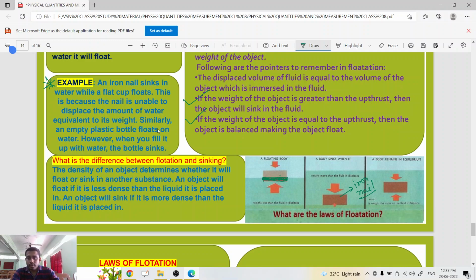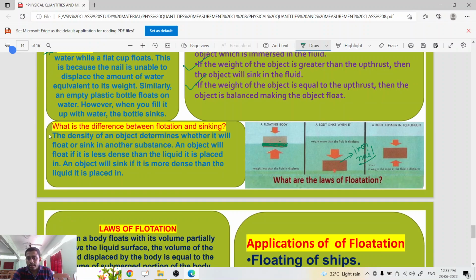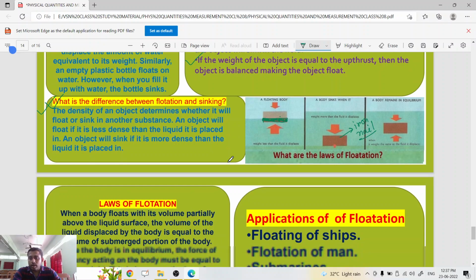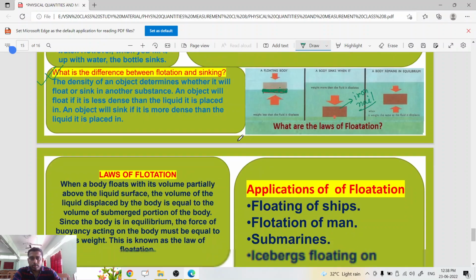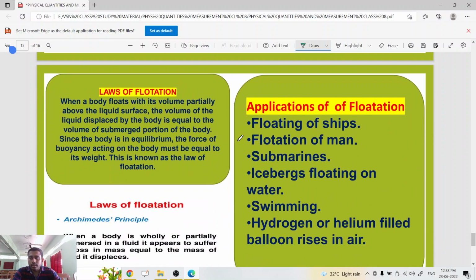Here you should note one very important difference. The density of an object determines whether it will float or sink in another substance. An object will float if it is less dense than the liquid it is placed in, and an object will sink if it is more dense than the liquid it is placed in. Already that is discussed. The next one is the laws of flotation.